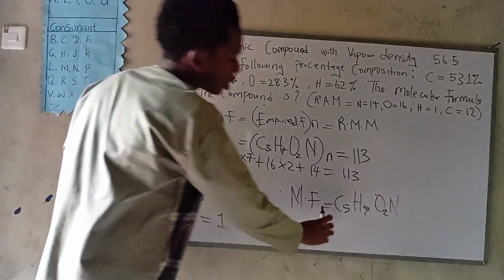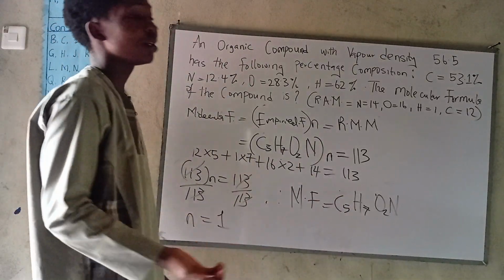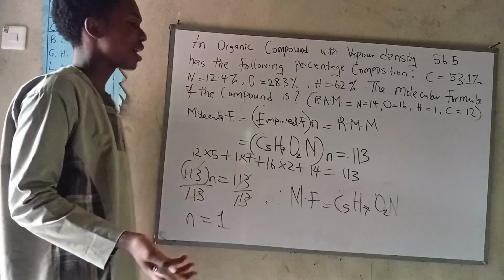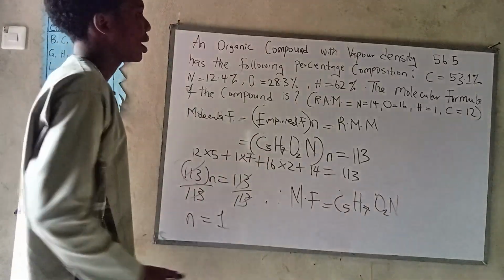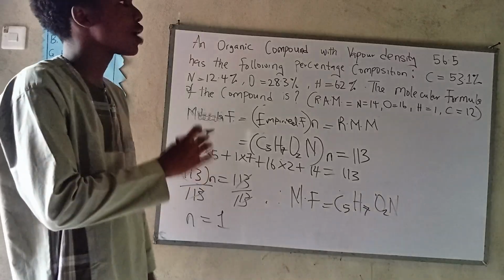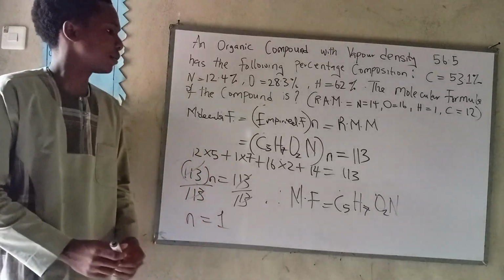So if you multiply everything here by 1, it will still give you the same thing. Therefore, our molecular formula is the same as the empirical formula. Okay, that's how to solve it. And if you see this kind of thing in another question, just apply the same formula, and you are definitely going to get your answer.